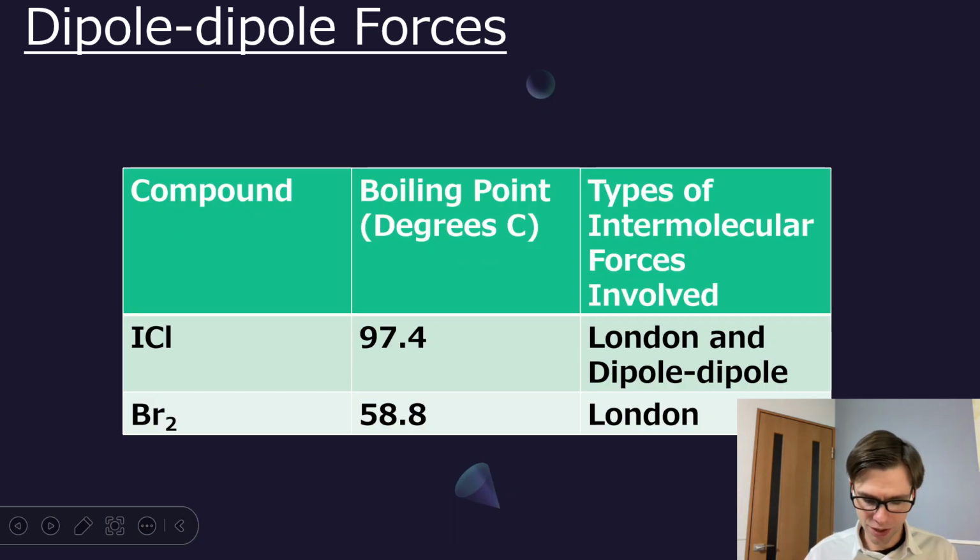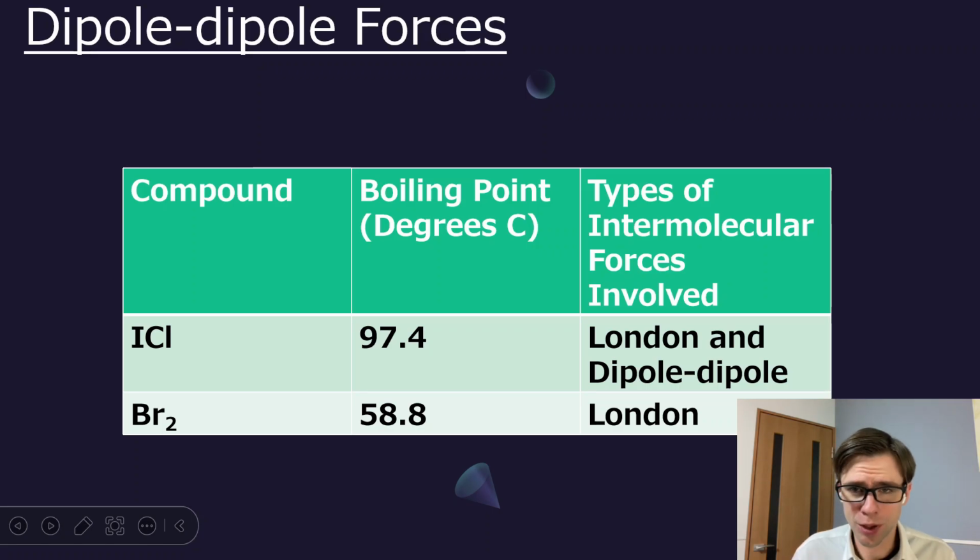So here's some more data. Compound ICl versus Br2. These are again group 17 elements, all of them. One of them is a compound, whereas one is a pure element though. So Br2, a pure element, has no permanent dipole. It has only London forces. Its boiling point is 58.8. Types of intermolecular force: London only.